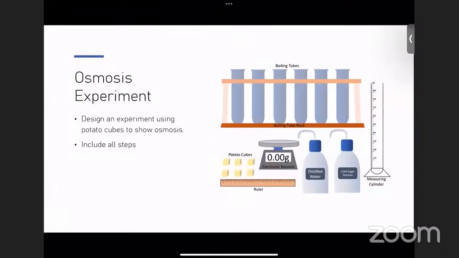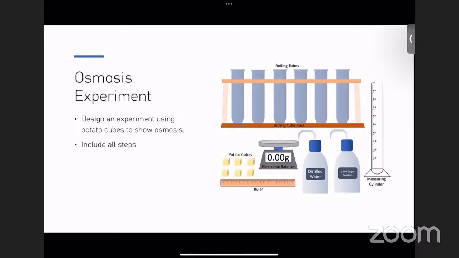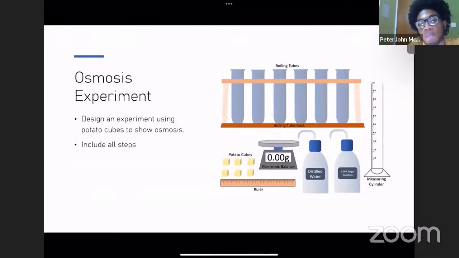You have 3 potato cubes testing for one thing and 3 testing for another thing. So what's the purpose of the measuring cylinder? Sir, maybe for the liquids. All right, so if I was to plan an experiment like this, how I would think about it is you have your 2 extremes. You have your distilled water, which is your most hypotonic solution. You have your 1 mole sugar solution, which is your most hypertonic solution.